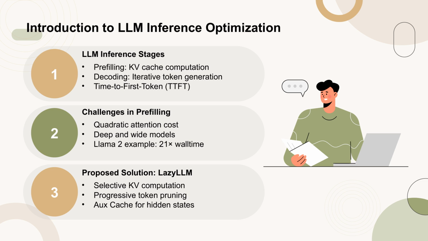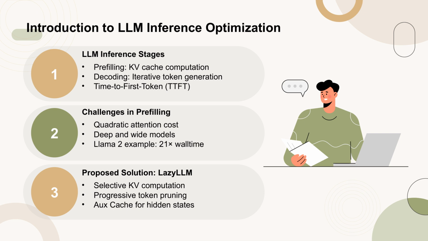The inference process of large language models, LLMs, involves two main stages, prefilling and decoding. During prefilling, the model computes and saves the key value, KV, cache for each token from the prompt, predicting the first token. This stage is referred to as the time to first token, TTFT. The decoding stage follows, where the model iteratively generates subsequent tokens using the cached KVs.